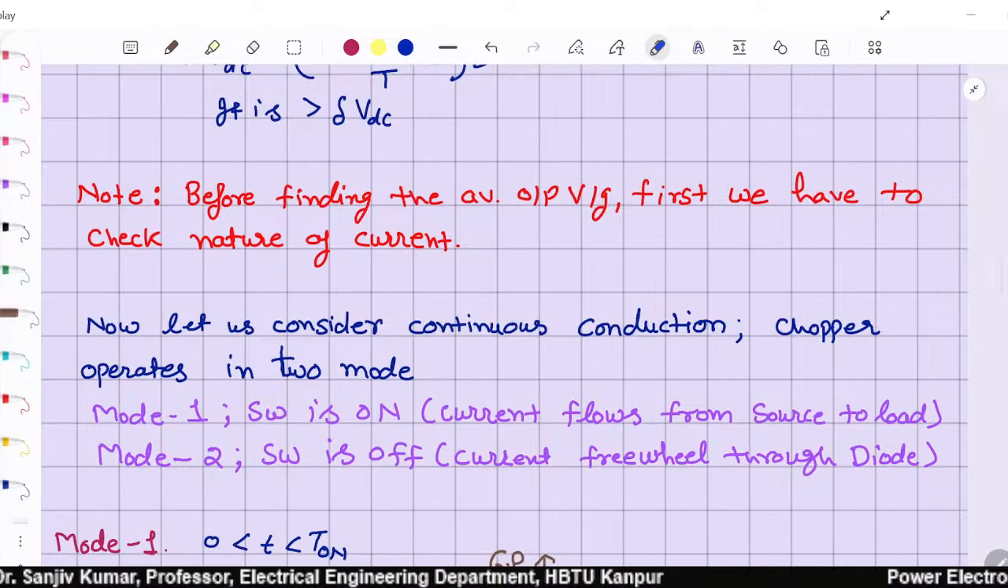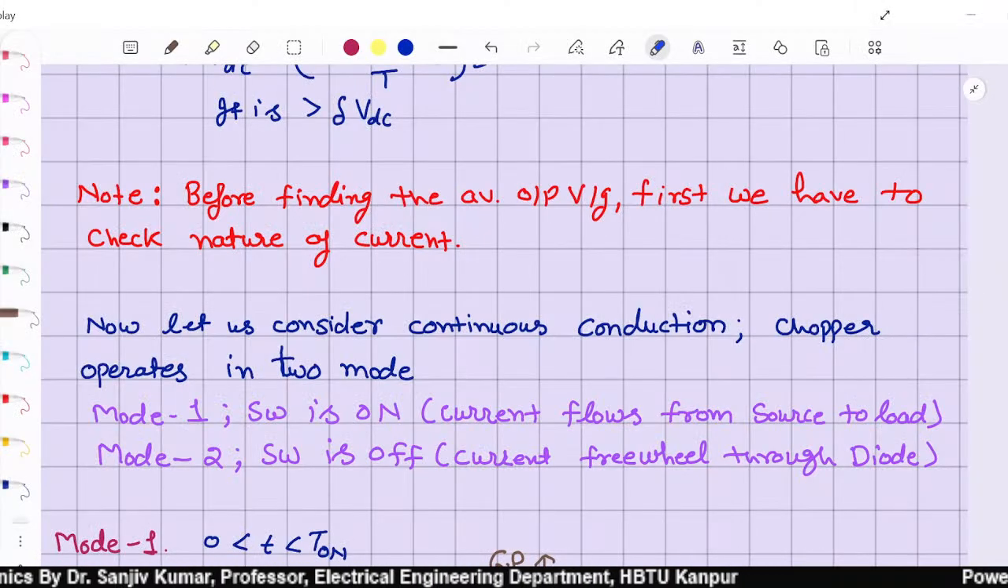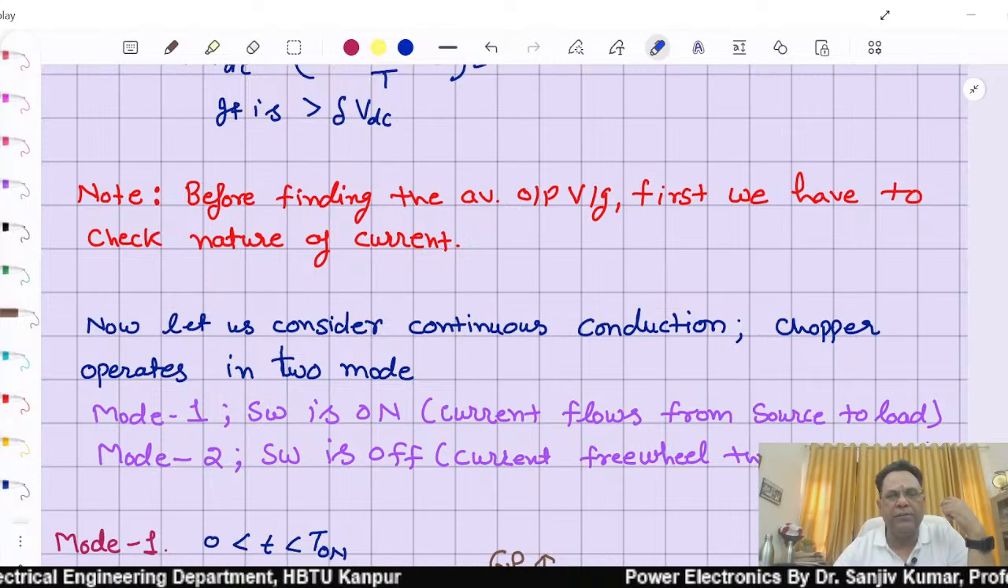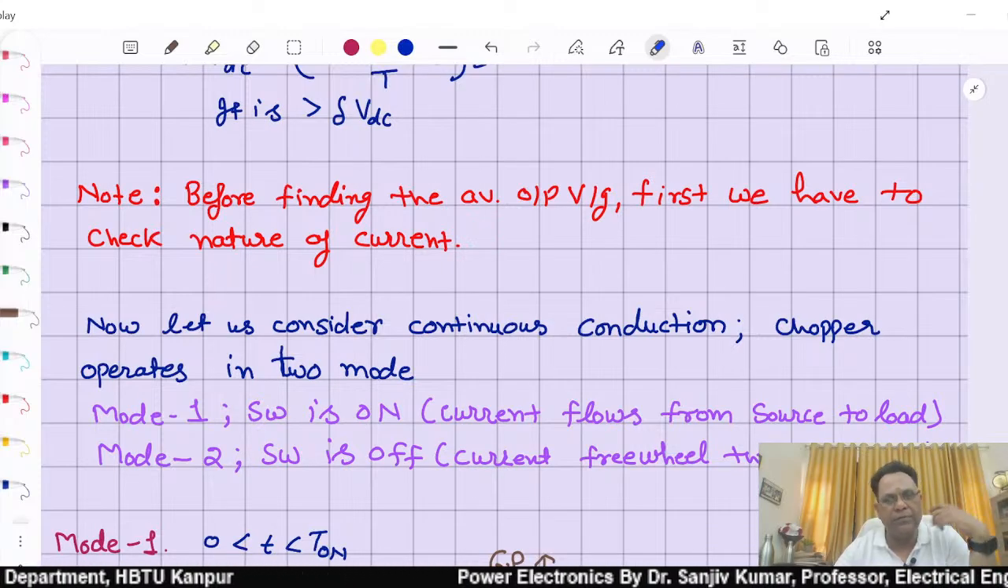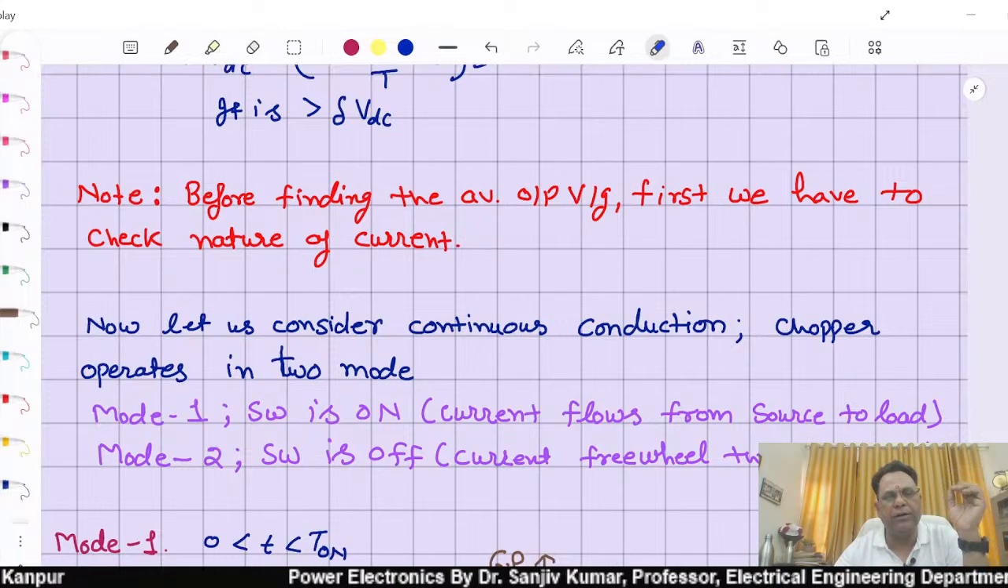So before finding the output voltage, we have to find the nature of current. It means when this current is continuous, it will give you alpha times VDC. When it is discontinuous, you have to find out accordingly.